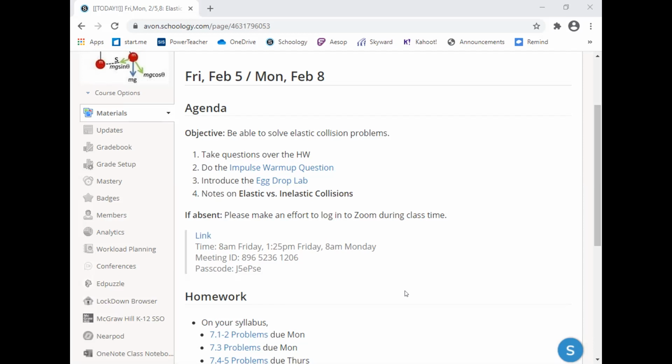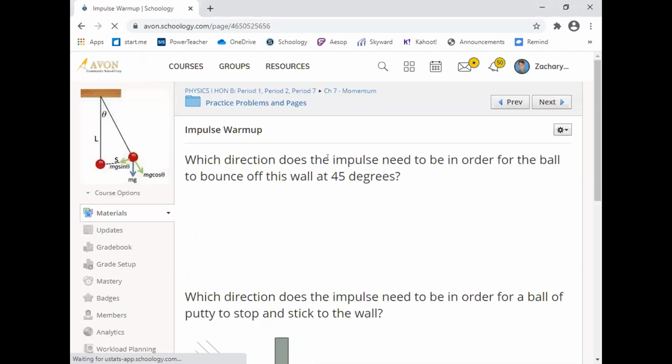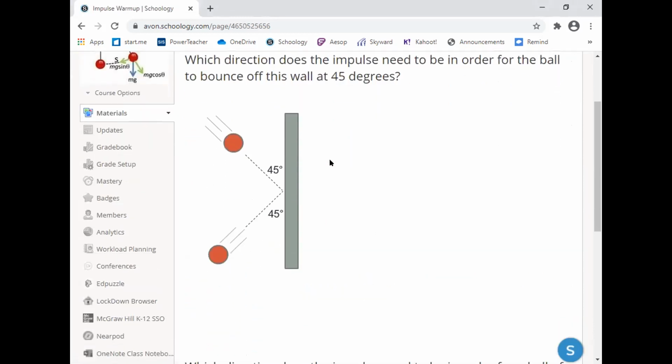I think I actually want to go a little bit out of order here. Instead of starting, I'm going to take questions on the homework. But I'm going to do that second because I want to do this question first. And for those of you who have maybe gotten through the second section of the homework, you may know why I'm asking this question. But let me back up for a second. What is an impulse?